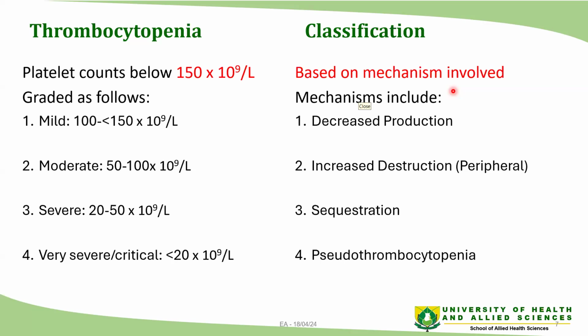Then the third is sequestration. Sequestration simply means to have the platelets being pooled up somewhere, or in literal terms, we can say that the platelets are being held hostage somewhere. And then the fourth one is pseudothrombocytopenia, which is false thrombocytopenia, meaning that in the blood vessels or within the body, we don't have thrombocytopenia. The pseudothrombocytopenia is something that was created artificially following the drawing of blood from the blood vessels.